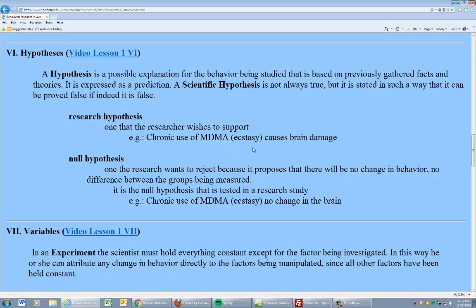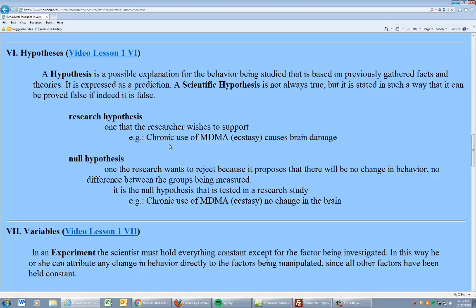In any experiment, we have two groups, a control group and an experimental group. So the experimental group gets the manipulation. In this case, it'd be given ecstasy. The control group would not. And then at the end of the exposure to the manipulation, we'd measure the effect. The effect here is some sort of brain damage. Okay? So there's always at least two groups.